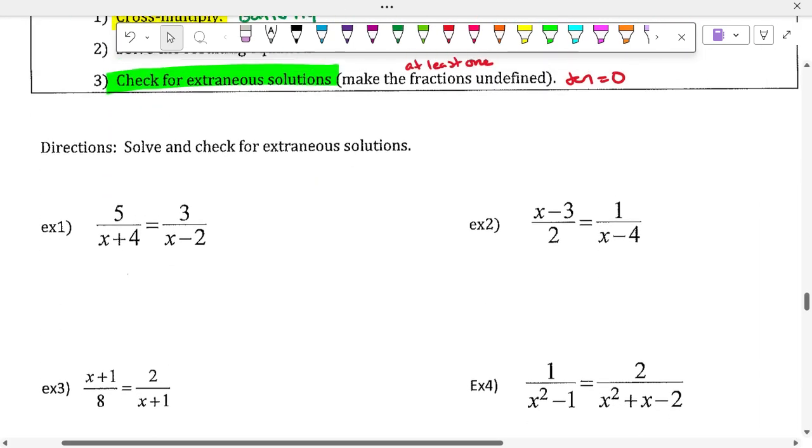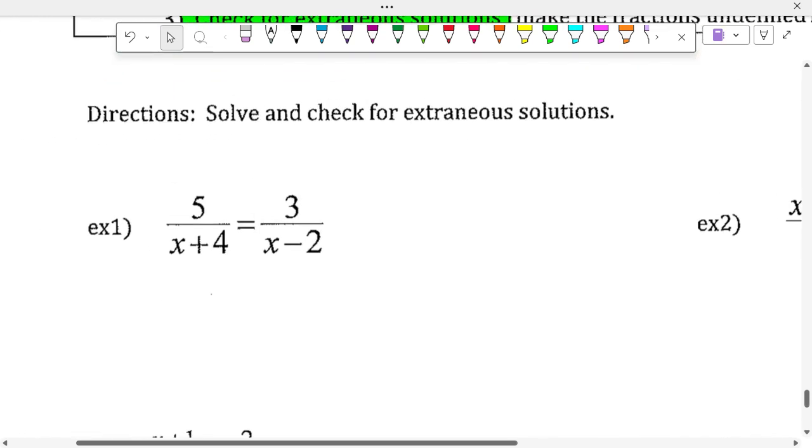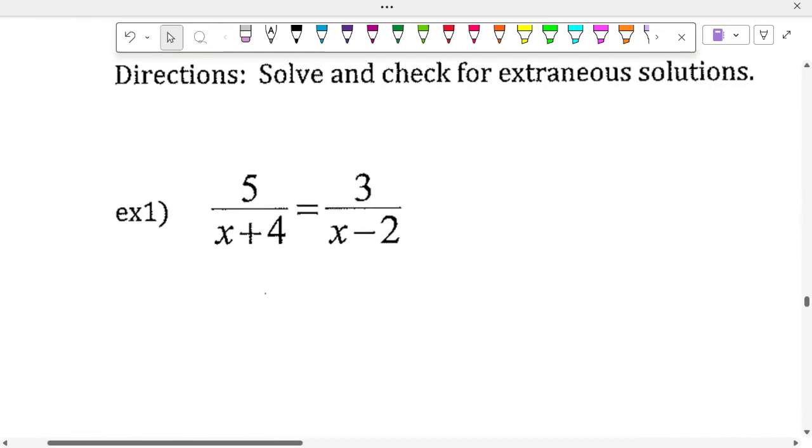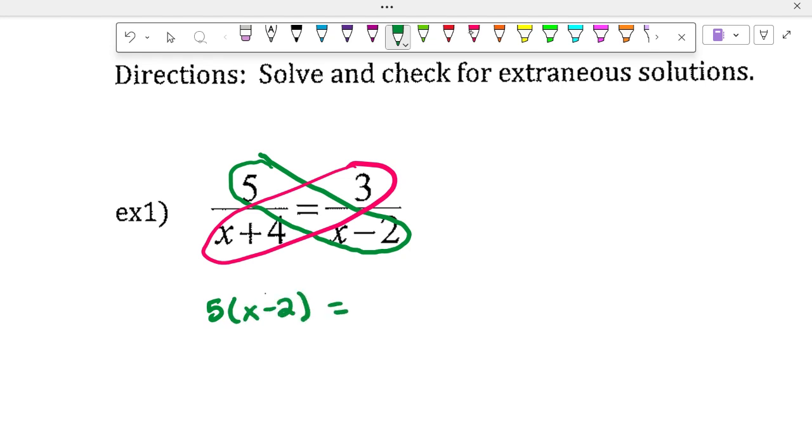So let's look at example 1. All right, first thing we're going to do, we're going to cross multiply. So I'm going to multiply 5 times x minus 2, and then I'm going to do 3 times x minus 4. And we're going to set them equal to each other. So I have 5 times x minus 2 equal to 3 times x plus 4.